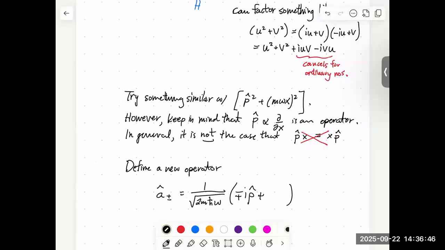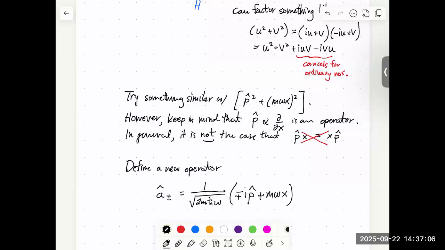The other one, this is like the v. It's just m omega x. So this is the exact factoring that we used for our numerical example. I just added some prefactors out front. Okay.